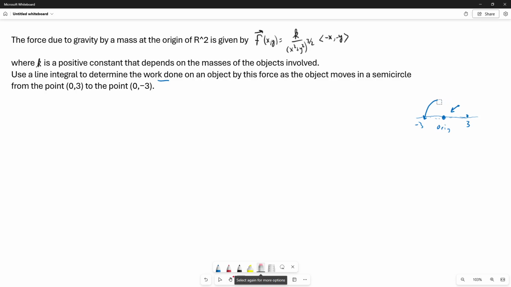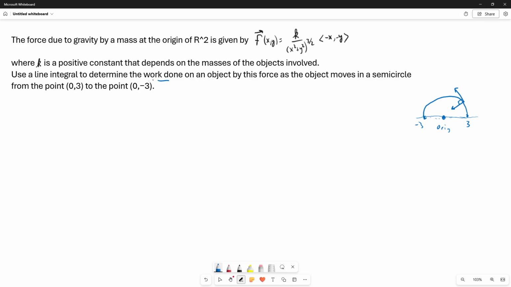So one little factoid about a semicircle, let's redraw it to make it a little more clear. Let's redraw our semicircle a little more accurately. That's not much better. But at any point, the vector that points towards the center and the tangent vector to the circle are going to be perpendicular. And that means that no work is going to be done by the force, because as you move perpendicular to a force, the force is not doing work on the object at all.